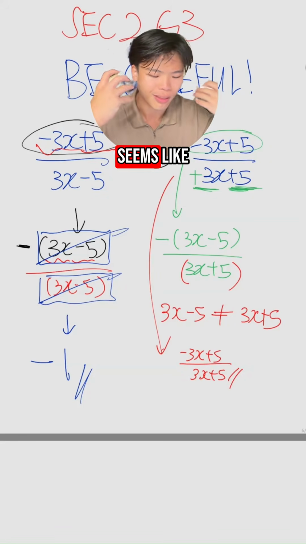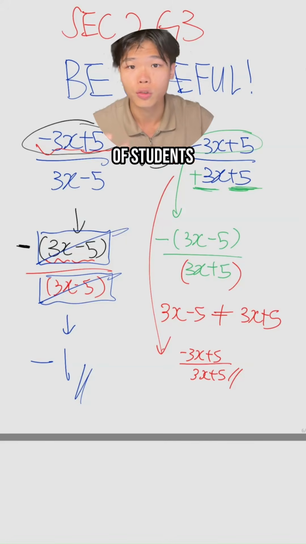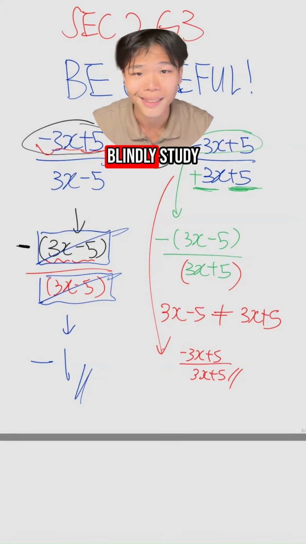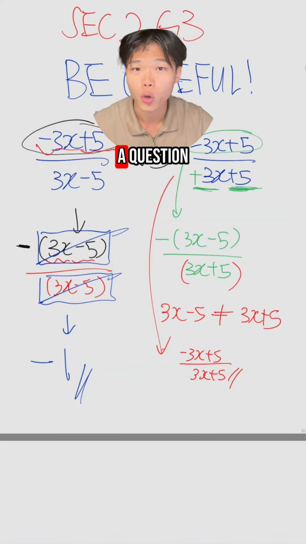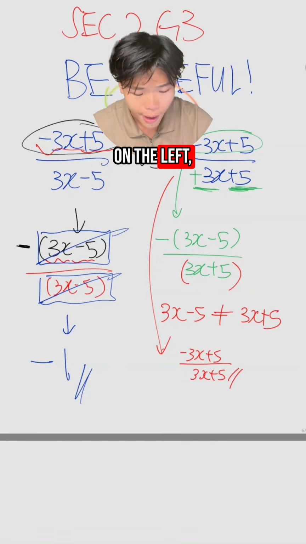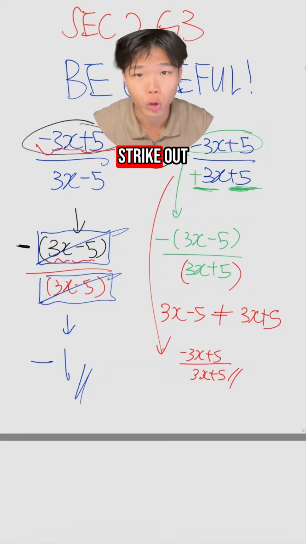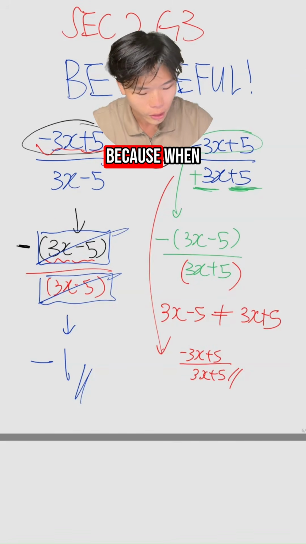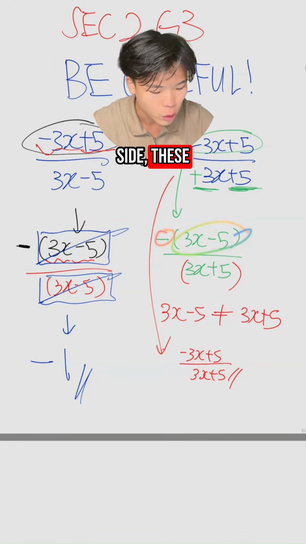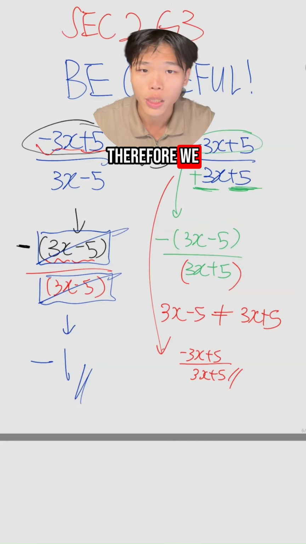Now, I know that this seems like a very small detail, but it's because a lot of students, during their practice, blindly study, and therefore when they encounter a question that's very similar to the one on the left, even though it's very different, you always just take out the negative and then you strike out the terms. But be careful, because when you take out the negative on the right side, these two terms are still different, and therefore we cannot strike them out.